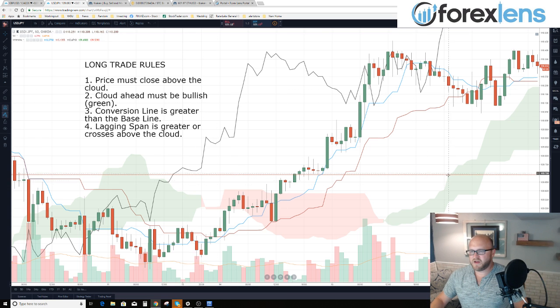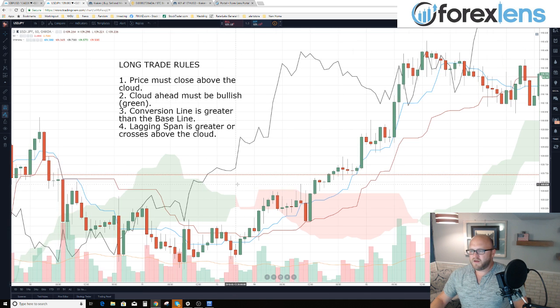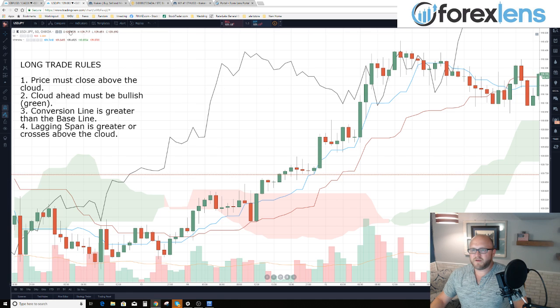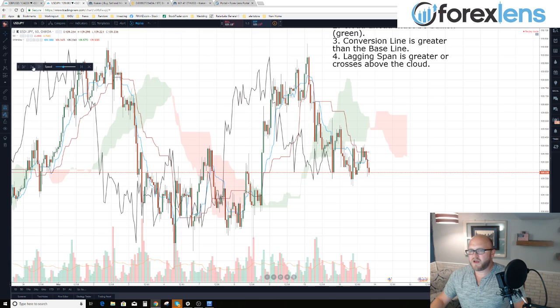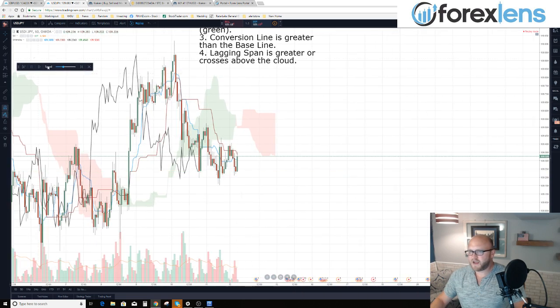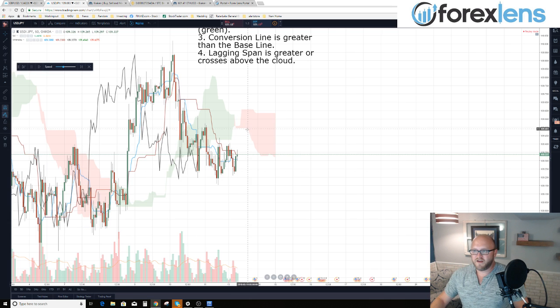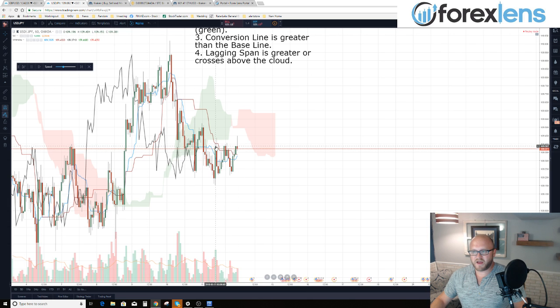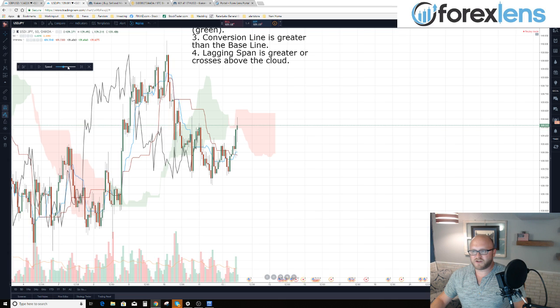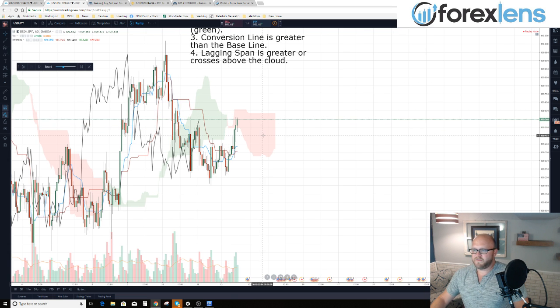The cloud ahead must be green or bullish. The conversion line must be greater than the baseline, and the lagging span is greater or it crosses above the cloud. All right, and so this is what I mean. If we do a market replay, and I put our price action here, this brings us back in time, and so we can replay past price action. I really encourage everybody to do this. Find a chart you don't trade, that you're not familiar with. Try your best not to look ahead in the future. Do a market replay, and then kind of mock trade it how you would if it was live.